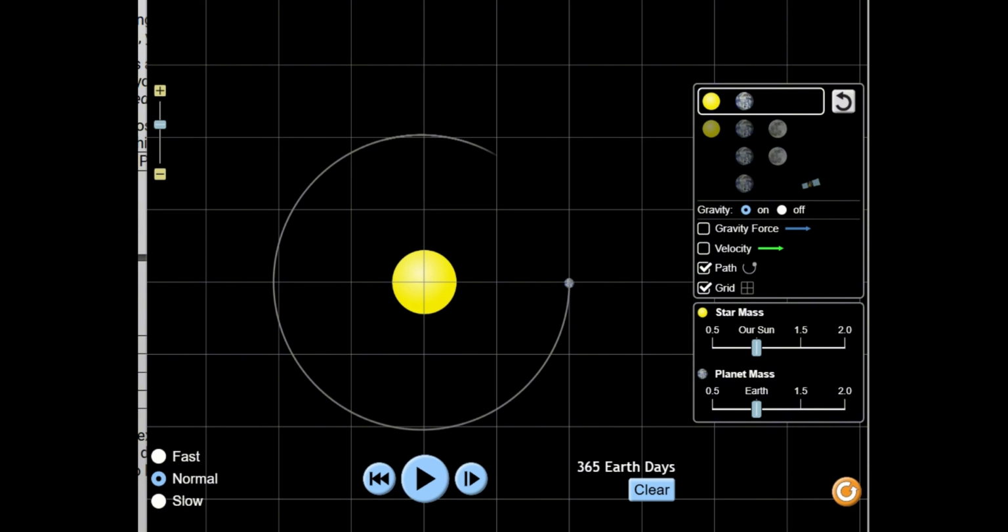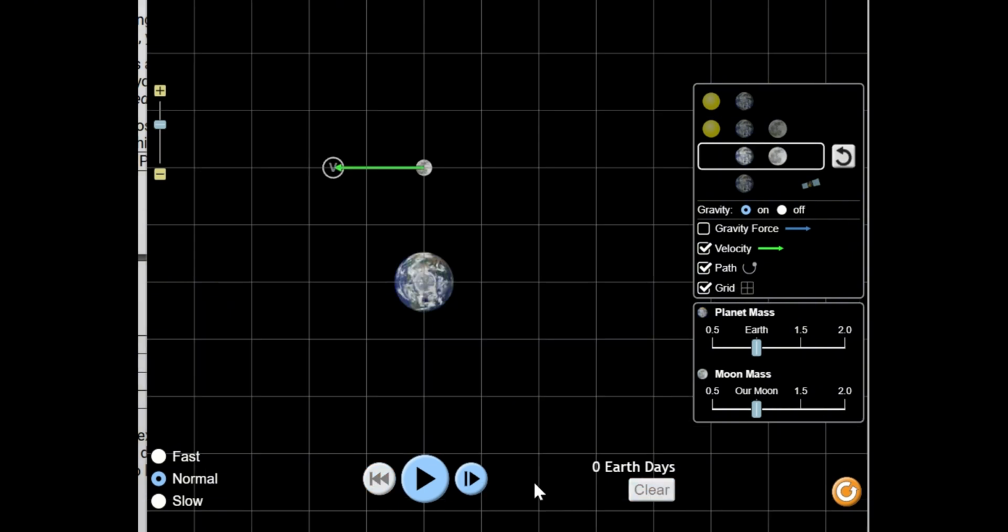Jumping to question 9, the planet-moon system and the center of mass. So when we switch to the planet-moon scenario and we let the moon orbit, both the planet and the moon orbit around a common center of mass. The planet itself moves slightly as the moon orbits it.